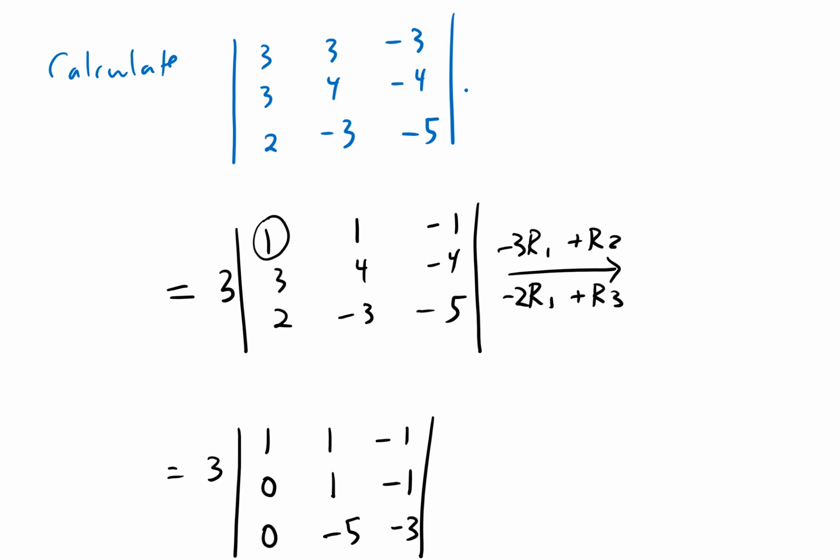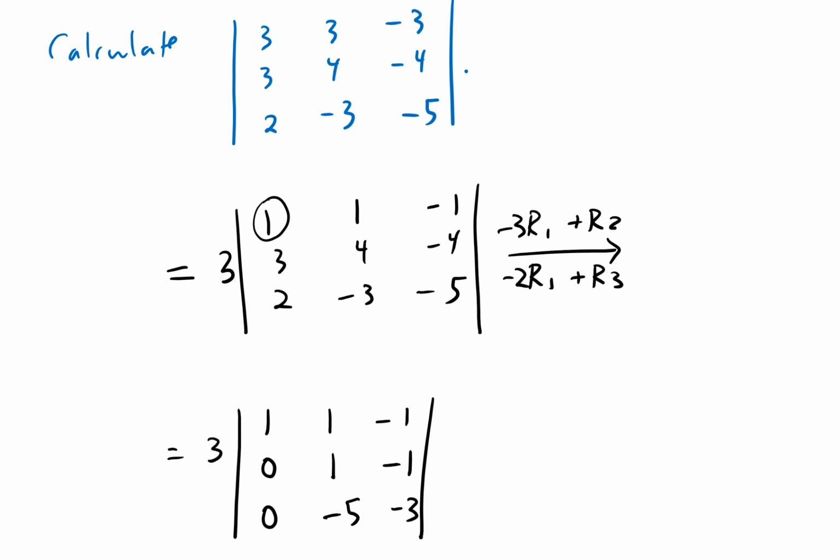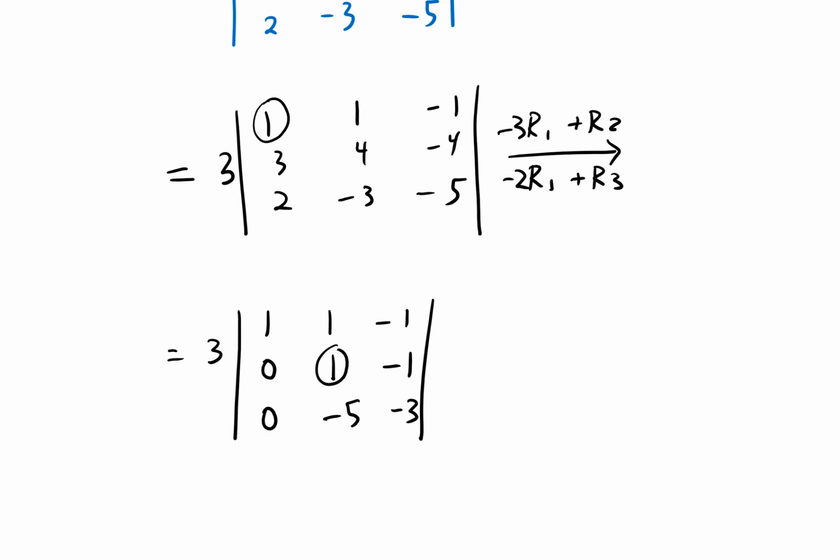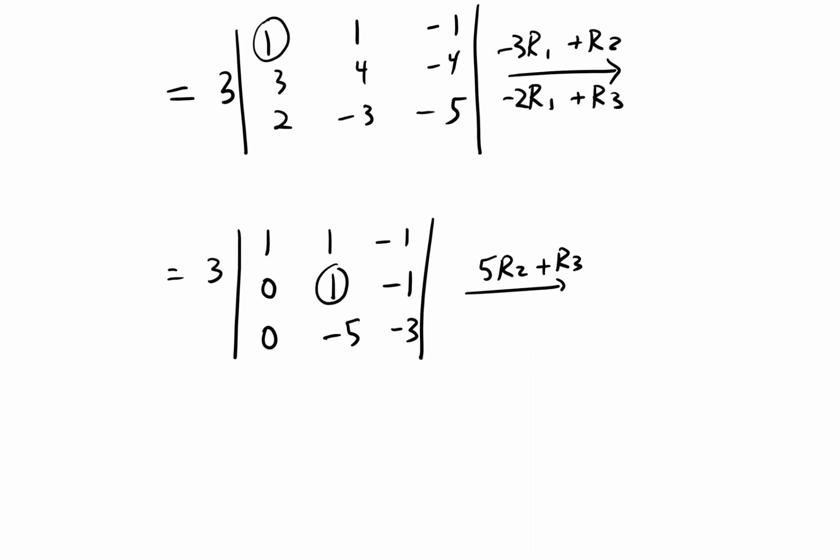Now, and you will see in a minute why I'm doing this, I'm going to use this pivot to clean the row or the column, right, the negative 5. So you do 5 times row 2 added to row 3. And this will give us 3, 1, 1, negative 1, 0, 1, negative 1, 0, 0, negative 8. 5 times 1 is 5, added to this is 0. Negative 5 minus 3, negative 8.